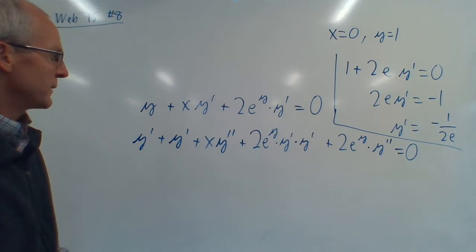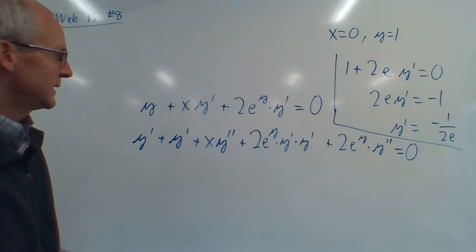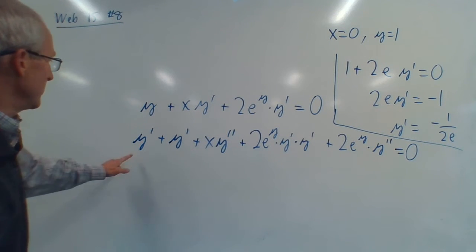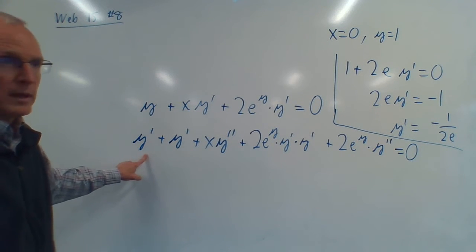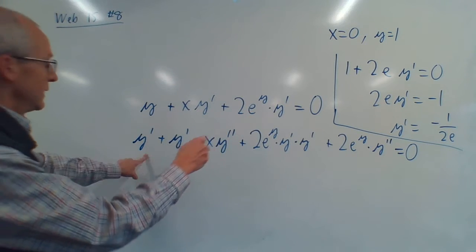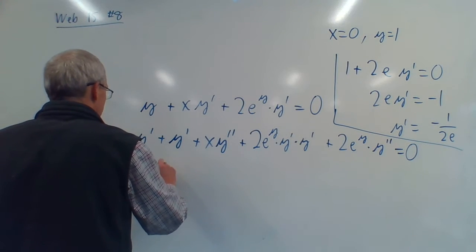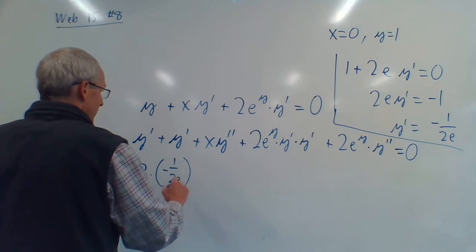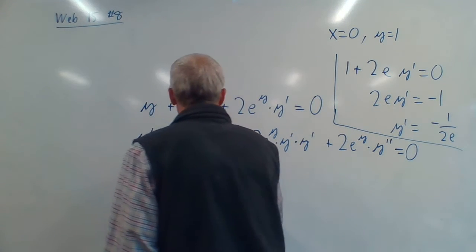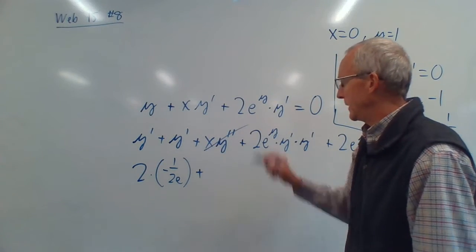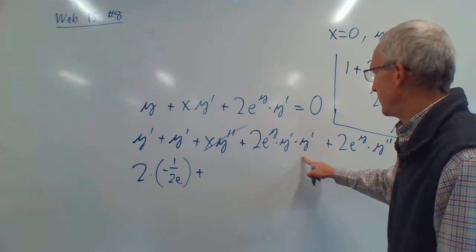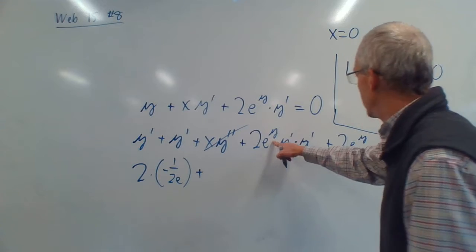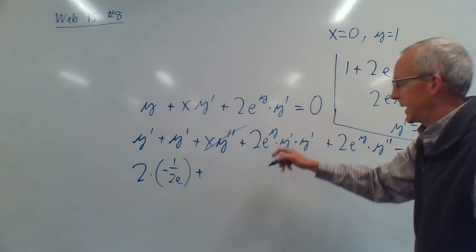Maybe leave the y primes. No, let's plug in the y primes too. Here we have 2 y primes. So that's 2 times that. So I have 2 times negative 1 over 2e. That'll cancel nicely. Plus, that's 0, so that goes away. Here we have 2e. Y is 1, so that's just 2e.